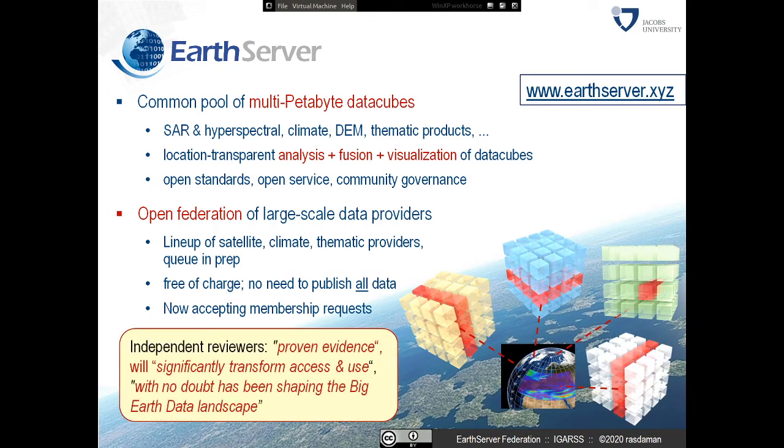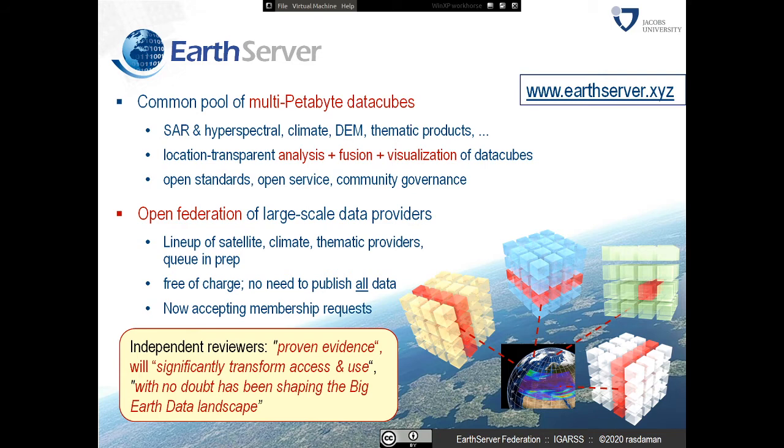It's a common pool of multi-petabyte data cubes meantime. That includes SAR data, hyperspectral, climate data, DEM, thematic products contributed by many different data providers. It allows for a completely location-transparent analysis and fusion and visualization of data cubes. So users don't need to know and don't see where the data sit. They just can mix and match them freely. The whole thing is based on open standards. It's a completely open service with a community governance, so you could call it without a single point of failure. It's an open governance.